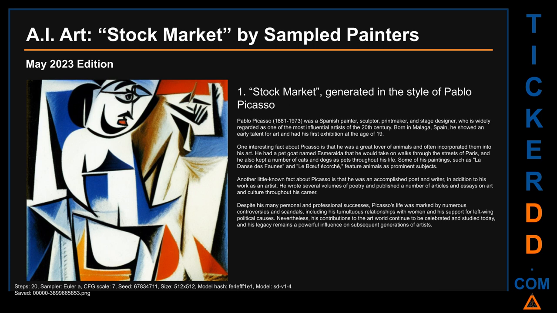One interesting fact about Picasso is that he was a great lover of animals and often incorporated them into his art. He had a pet goat named Esmeralda that he would take on walks through the streets of Paris, and he also kept a number of cats and dogs as pets throughout his life. Some of his paintings, such as La Danse des Fauns and Le Bœuf Écorché, feature animals as prominent subjects.